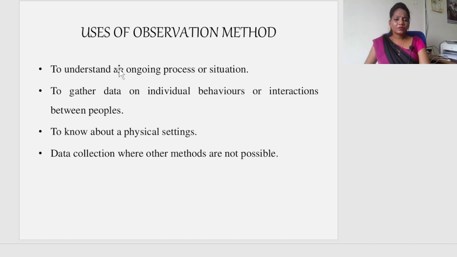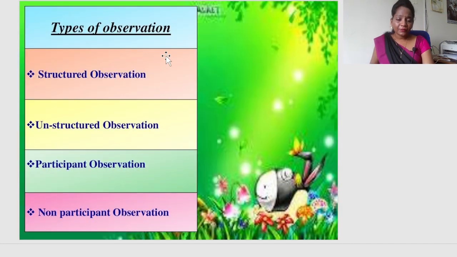What are the uses of the observation method? It will help to understand the ongoing process or situation. When you are observing, it will help you to evaluate or understand the ongoing process or situation, and it helps to gather data on individual behaviors, especially interaction with people, and to know about physical settings. Where other methods are not available, this data collection method is the best suitable and easy method for collecting the data.